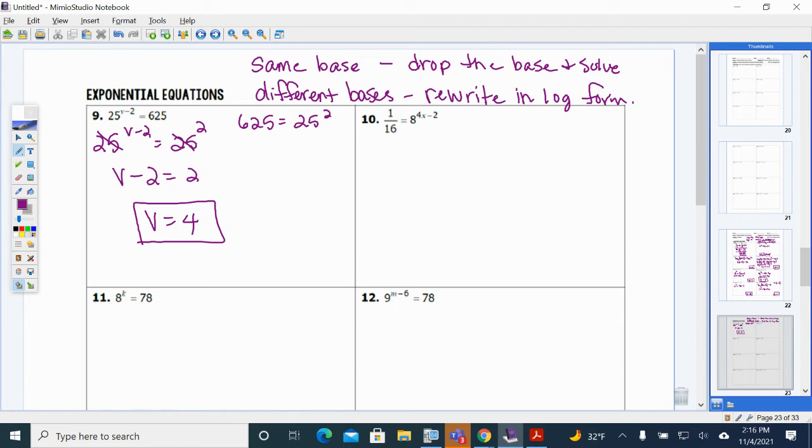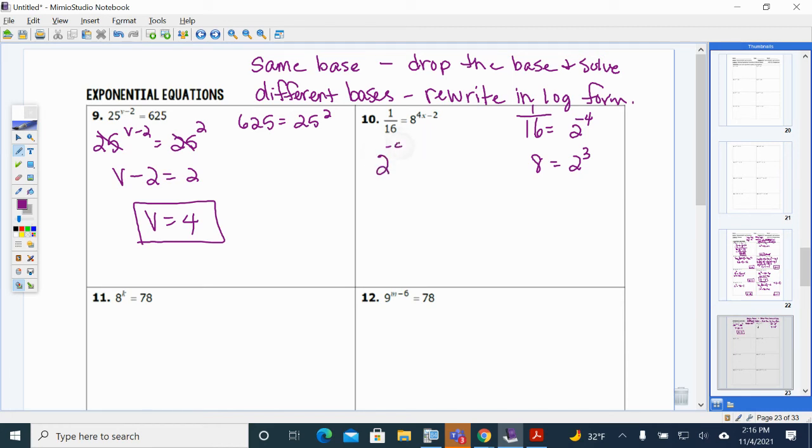On number 10, I got 1 over 16 is equal to 8 to the 4x minus 2. Again, we do not have the same bases here. However, I know that 16 is the same thing as 2 to the 4th power, and 8 is the same thing as 2 to the 3rd. Now, the 1 over 16 means that I need to make that a negative 4, because that's a fraction. We end up having to flip it.